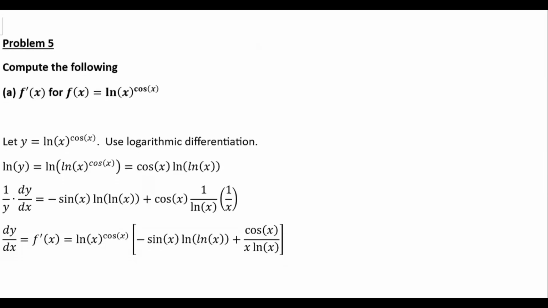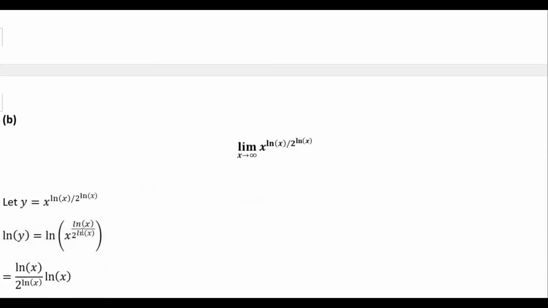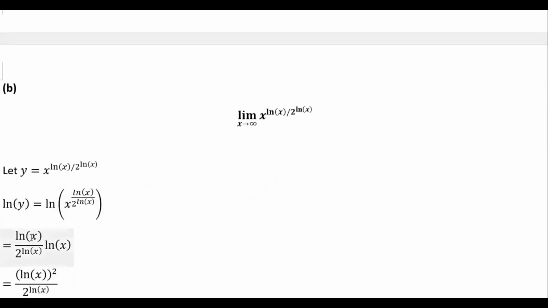For part B, how do we evaluate this limit? It's infinity to the 0, I think, so it's indeterminate. We have to use a technique similar to what we just did. We let y be this function and log both sides. Using properties of logs, we move that exponent out in front. We can write ln x times ln x as ln x squared.